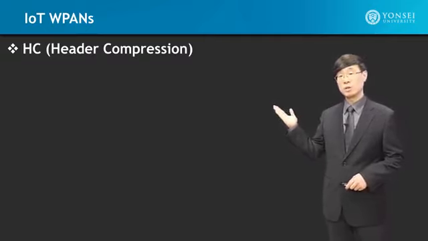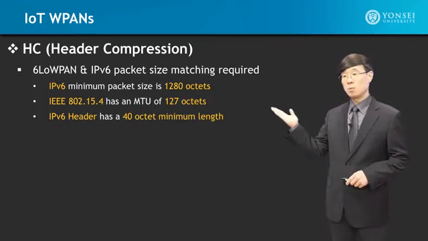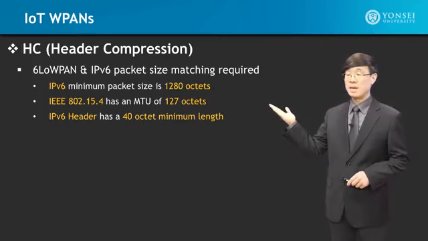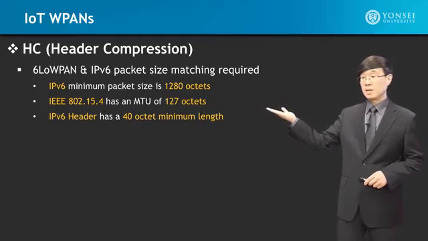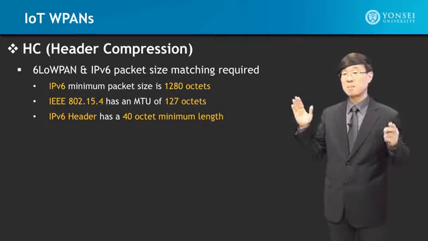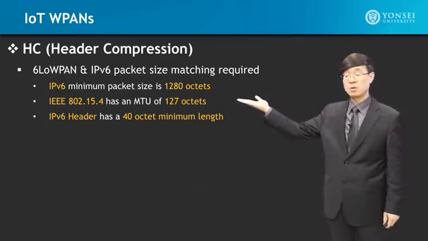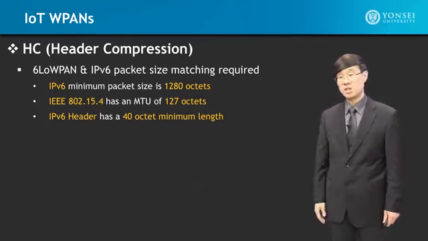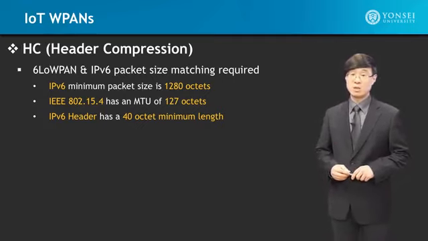Then comes header compression, which is critical in WPAN techniques. So, looking at 6LoWPAN, IPv6, and packet sizes. Well, the IPv6 has a minimum packet size of 1,280 octets. The IEEE 802.15.4 has a maximum transfer unit, which means that the maximum size of an IP packet that can be inserted into it is limited to 127 octets, 127 bytes. So evidently there is a huge mismatch of more than a factor of ten here.